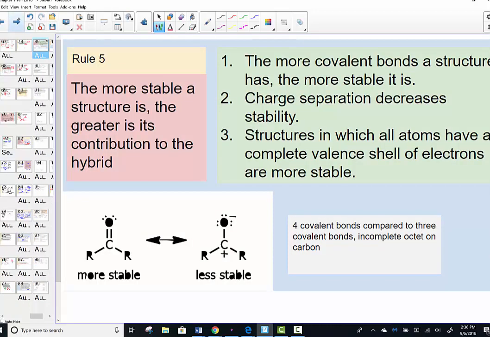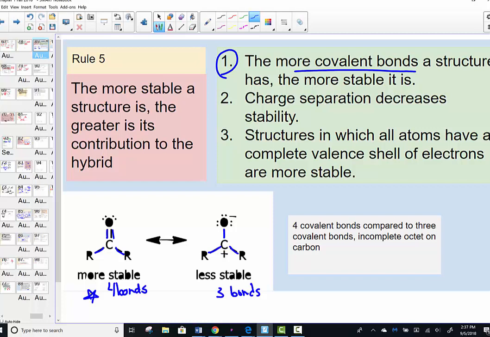The more stable a structure is, the greater its contribution to the overall hybrid structure. What are those things that make a resonance structure more stable? Well, the more covalent bonds a structure has, the more stable it is. Let's look at that. Here's 1, 2, 3, 4 covalent bonds on this particular carbon. Here's 1, 2, 3 bonds on that central carbon. Which one is a more stable resonance structure? The one with more covalent bonds is the more stable structure.